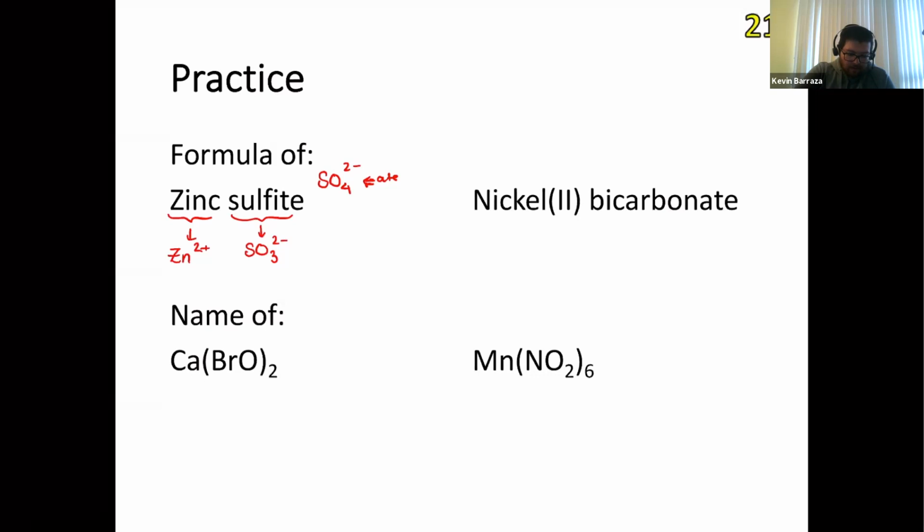What am I going to do? Crisscross. How is that going to look? Zn SO3. What happened to the 2's? Remember, I drop them to the bottom and then I say, can they simplify? And they do. The 2's reduce to 1's.